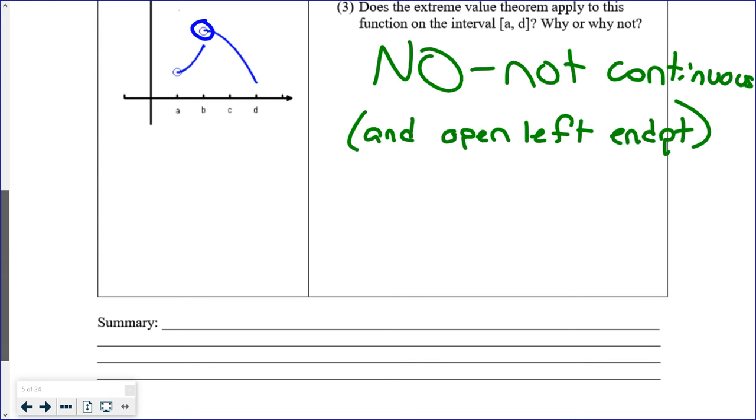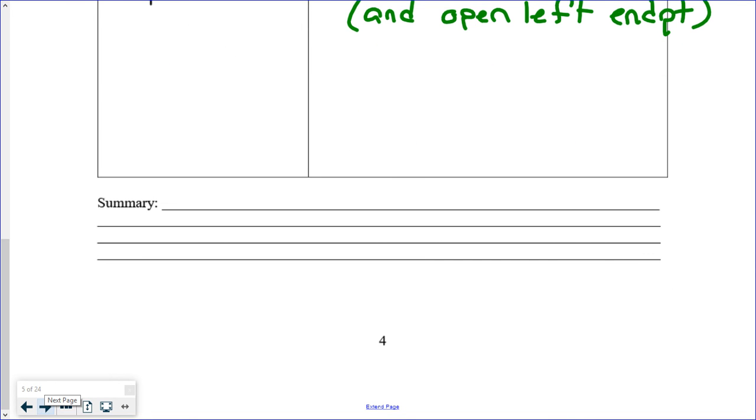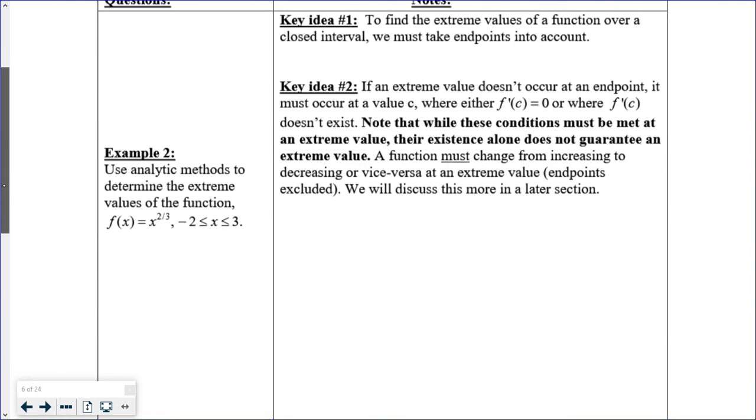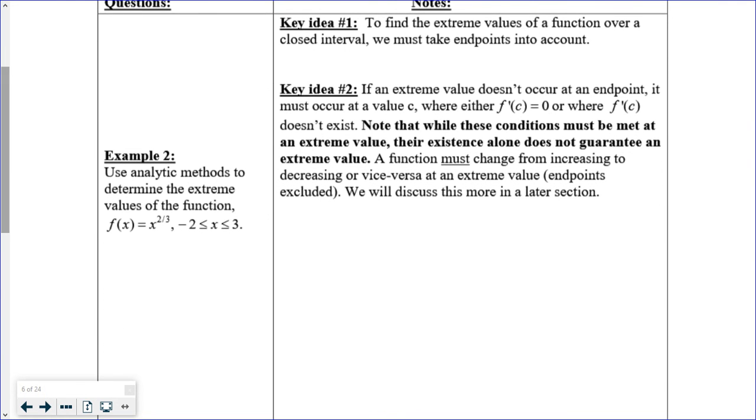Okay, let's turn the page. Last one for today. Okay, so I said one of the primary ideas in the first couple sections is extreme values. We got two big ideas here. One, if you're looking at a closed interval, not infinity to infinity, when you're looking for maxes and mins, make sure you check the endpoints. Not just the places where the graph is horizontal. Make sure you check the endpoints as well.